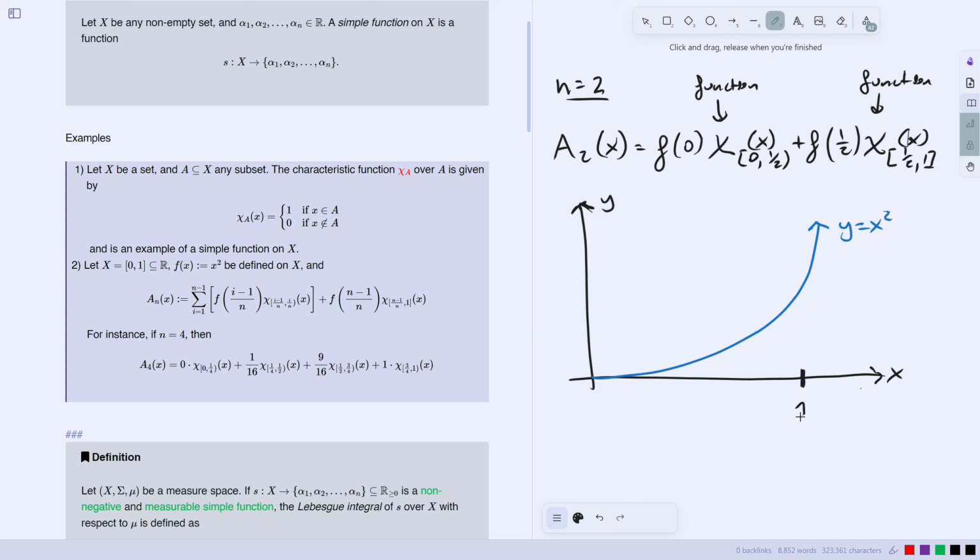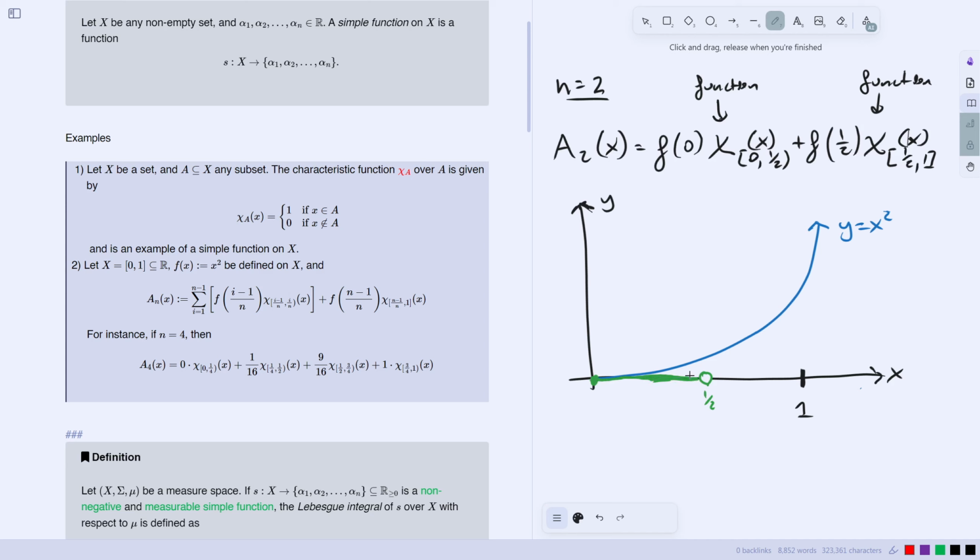We'll say that this is 1. So let's plug in some numbers. For x between 0 and 1/2, not including 1/2, what is happening? This term is 0 because x is not in the set in the subscript of this characteristic function. So from x going from 0 to 1/2, including 0, not including 1/2, this term is 0. So we look to this term. If x is in 0 to 1/2, not including 1/2, then this is 1. So you get f of 0 times 1. Our function is x squared, and f of 0 is 0. So for all x between 0 and 1/2, not including 1/2, A2 is 0. So we draw it like this.